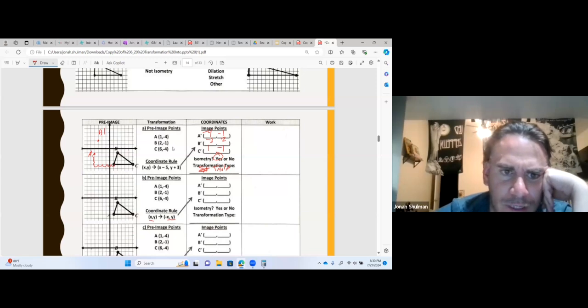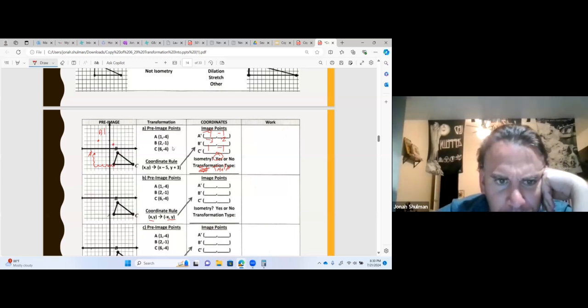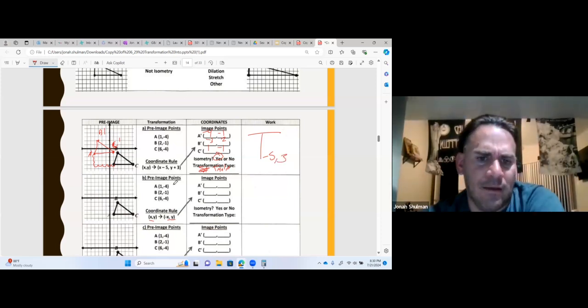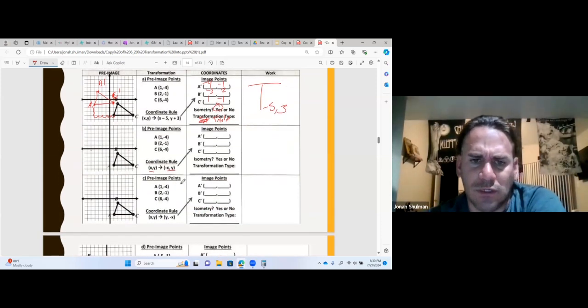-1. 1, -1, not +1. Sorry, I could see it was in the wrong place. So here it is. Does it look like the same size and shape? Yes, it's a translation. So it'd be T -5, 3. I'll do one more, but you definitely want to try these.